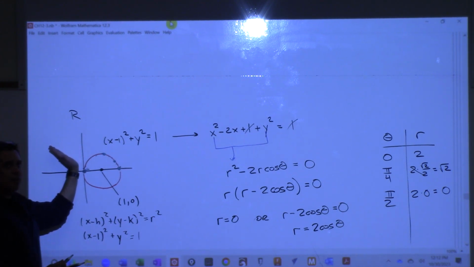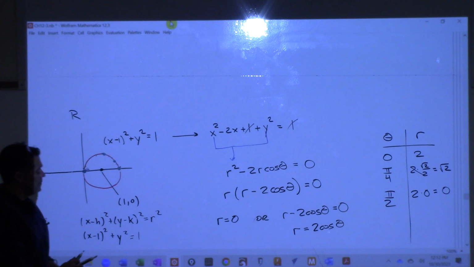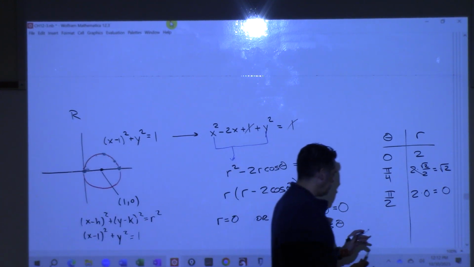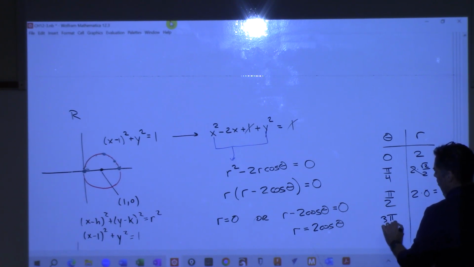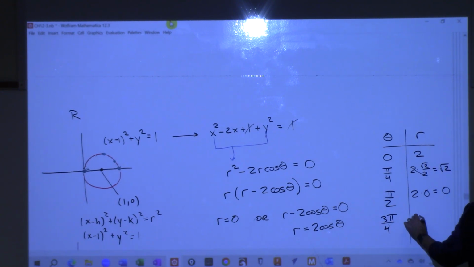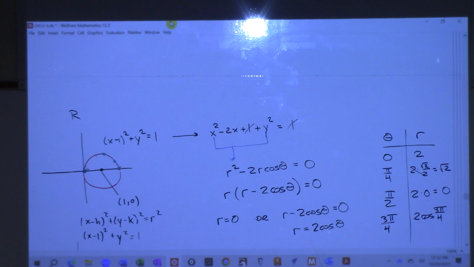Let's aim this way. What's that angle right there? What is it? 3 pi over 4? What would happen if I do 3 pi over 4? I get 2 cosine of 3 pi over 4. Cosine of 3 pi over 4 is negative root 2 over 2. And those cancel, you get negative root 2.